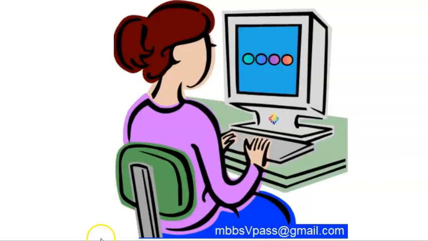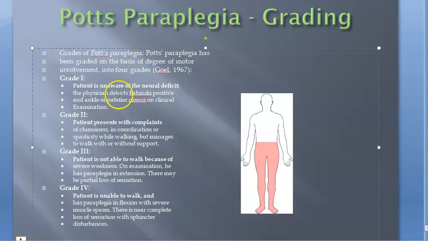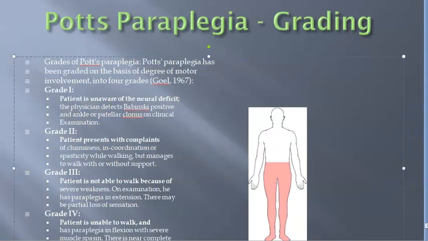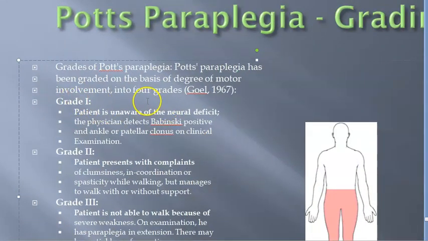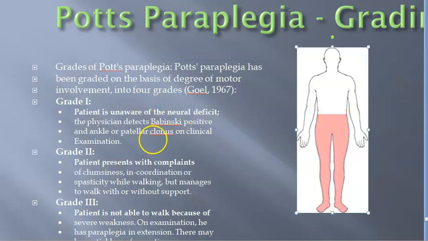Okay. Pott's paraplegia has grading. Okay, grade 1, grade 2, grade 3, grade 4, as simple as that. So grade 1 means the patient is unaware of his neural deficit. Okay, and you can detect that this guy has a Babinski positive, etc. Fine. And he has some patellar clonus. All this you can detect. But the patient is not aware that he has some neurological deficit. Okay, this is grade 1.